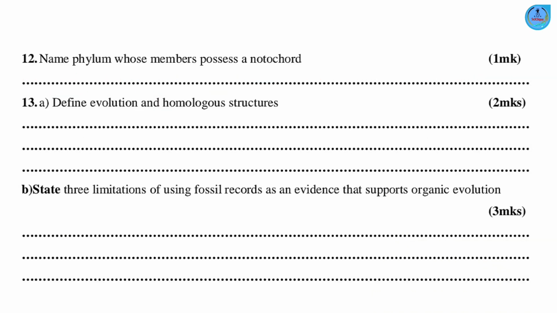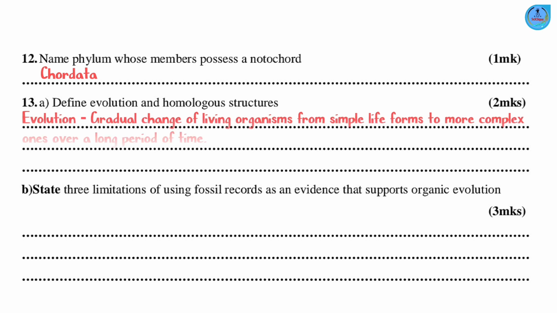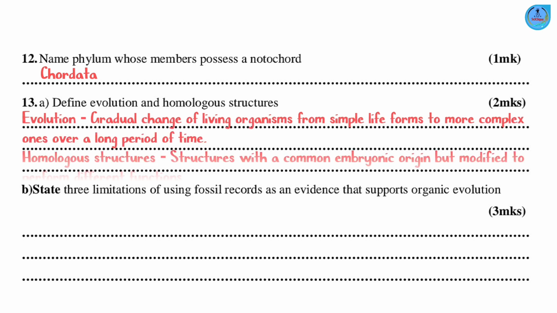Moving on to question number 12. Name the phylum whose members possess a notochord. This, of course, is going to be phylum Chordata. Question number 13a. Define evolution and homologous structures. So evolution is the gradual change of living organisms from simple life forms to more complex life forms over a very long period of time. Homologous structures are structures with a common embryonic origin, but have been modified to perform different functions.